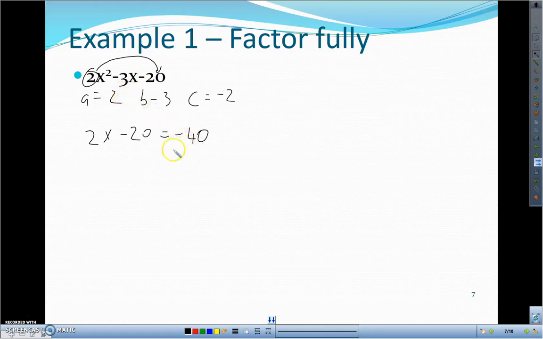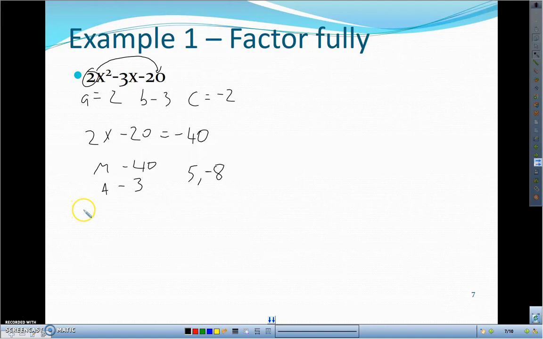We know that one has to be positive, one has to be negative. Those two numbers, which multiply to minus 40 and add to minus 3, are 5 and 8. Which one has a negative? This one does. So how do I know? When I add these together, I get the minus 3. So I can continue with this question.